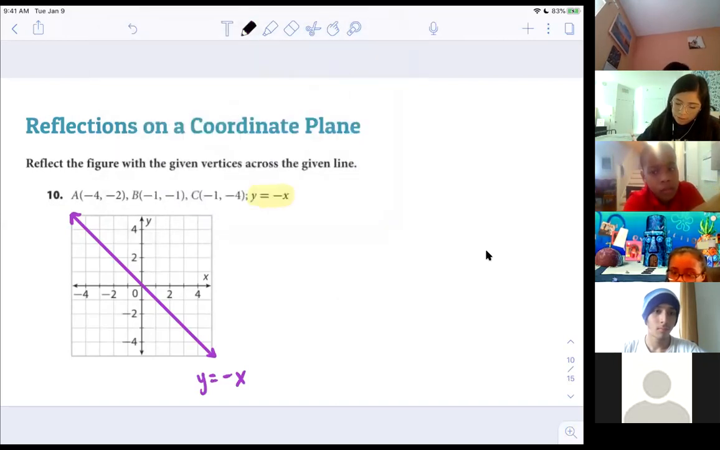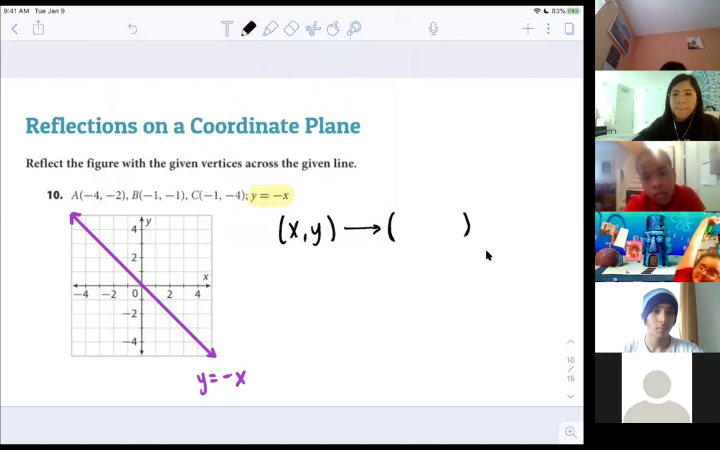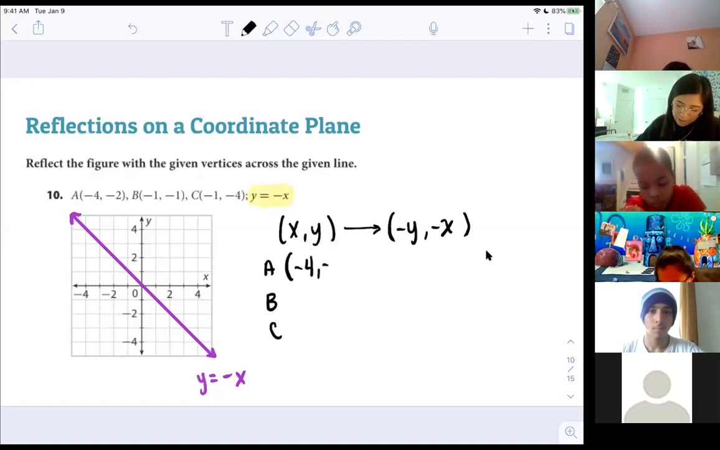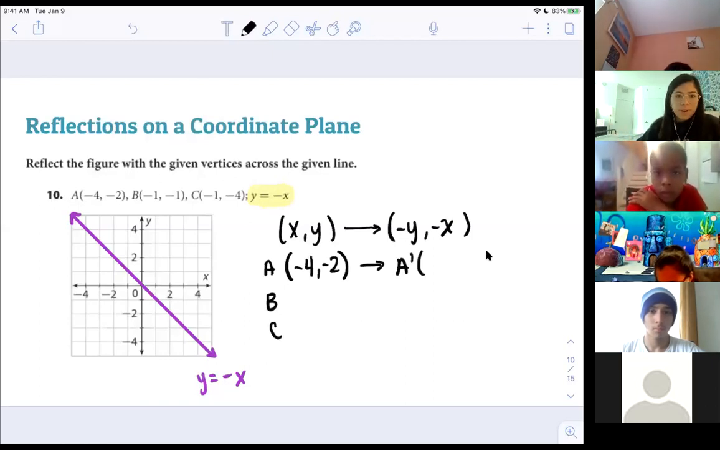What's my general rule? Who hasn't spoken in a bit? Emily, what's going to happen to my coordinates? Negative y comma negative x. Good. This is my double flip. They switch places and they become negative. So let me make sure I don't forget any letters here. I only have 3, okay. So I go from negative 4, negative 2 to what, Perla?